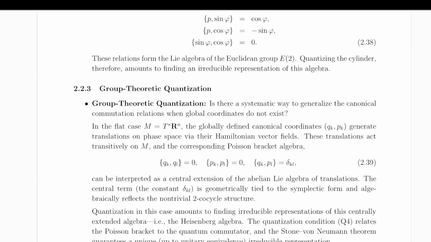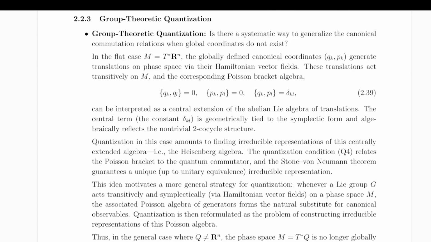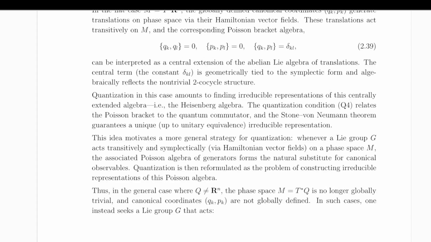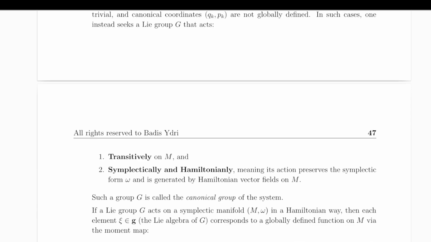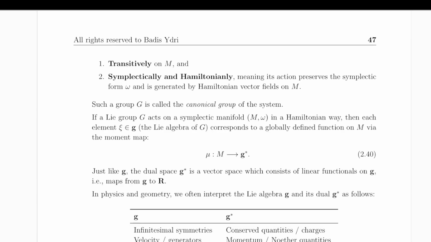Group-Theoretic Quantization. Is there a more systematic way to approach quantization when global canonical coordinates are missing? The answer is yes. In flat space, translations act transitively on phase space, and the Poisson algebra of basic observables reflects the symmetries of translations. In more general settings, whenever a Lie group acts transitively and symplectically on phase space, its Poisson algebra of generators provides a natural substitute for canonical observables. This is called the canonical group of the system.